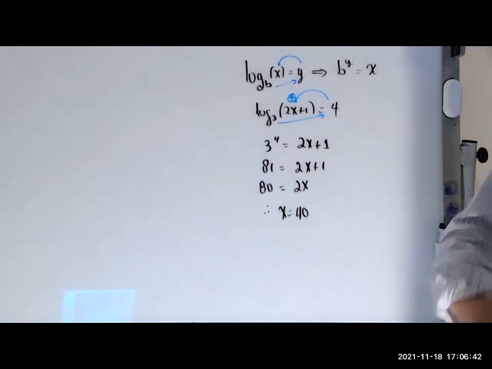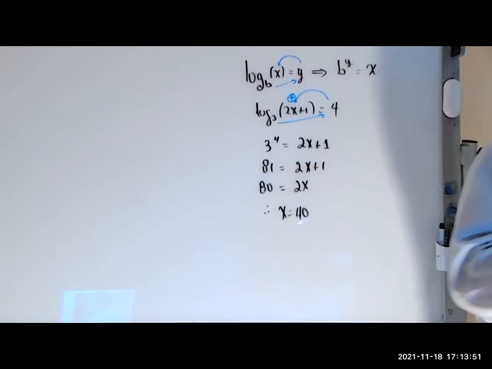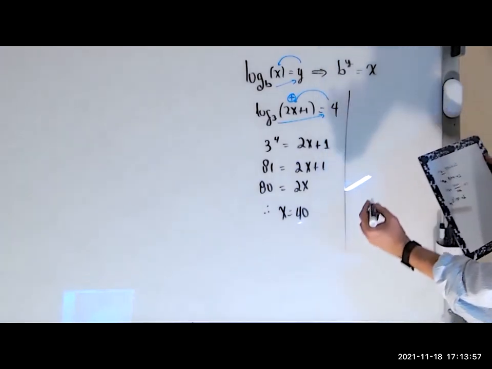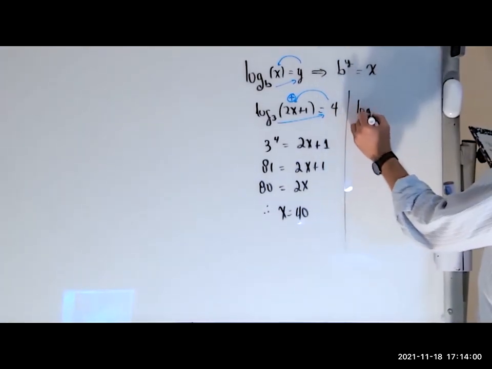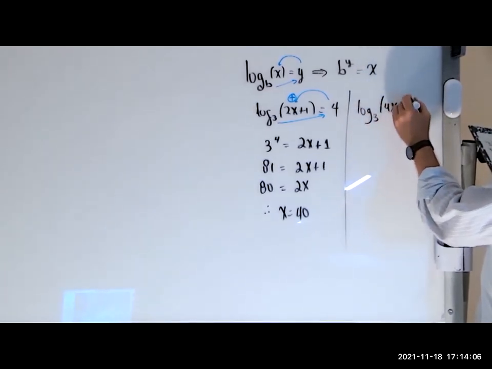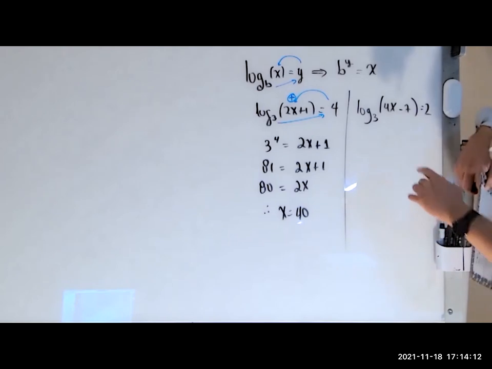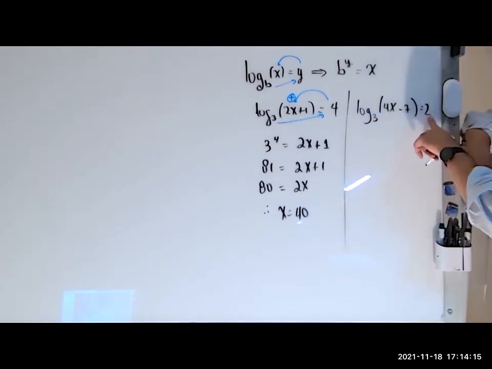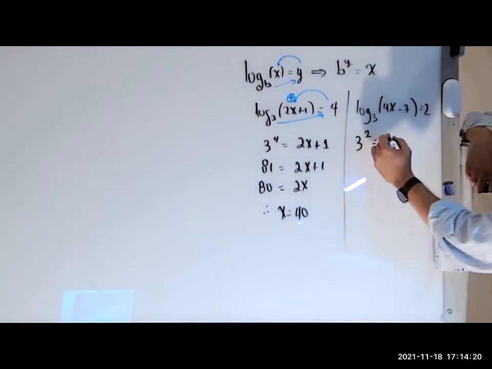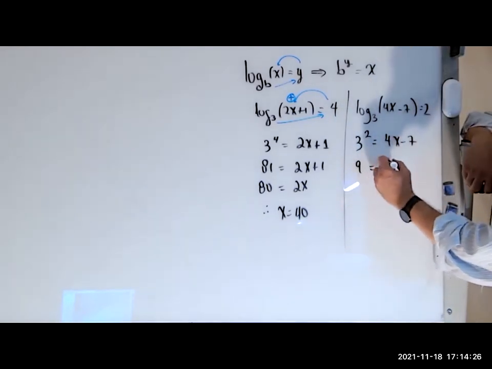Let's try another one. Log base 3 of 4x minus 7 equals 2. It's going to be very repetitive. So once again, my base 3, the exponent 2 equals the argument here. So 3 raised to the 2 equals 4x minus 7, and this is 9, equals 4x minus 7.